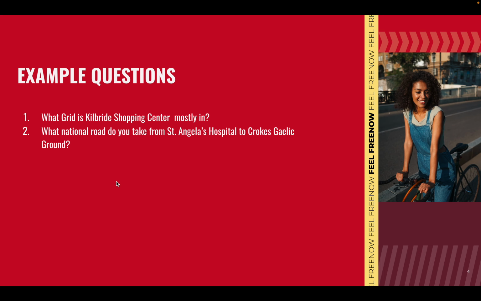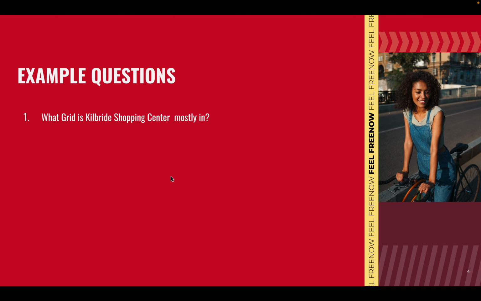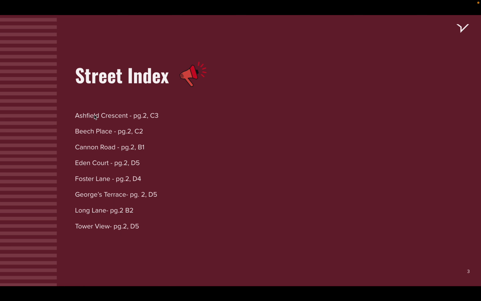So next question. Going from St. Angela's Hospital to Tower View, what 2 national roads do you take? We know where St. Angela's Hospital is, but we need to find out where Tower View is. So this is when we use the street index. We go back to the street index. So we look here, and Tower View's on page 2, grid D5.